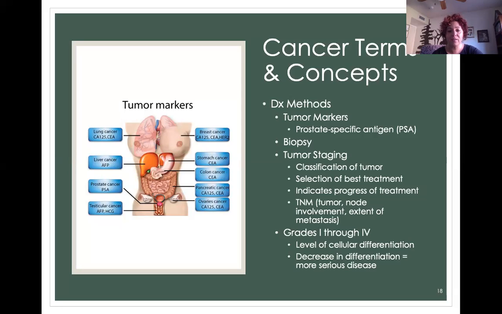And then there are also grades of tumors. So if you ever heard they had stage 4 pancreatic cancer, well, that's where this comes from. So grades are the level of cellular differentiation. So the more differentiated cells are, the less chance they're cancerous. So the more similar they are, or the decrease in differentiation, the more serious the disease, the higher the grade. So grade 1 cancer, not nearly as serious as grade 4 cancer.